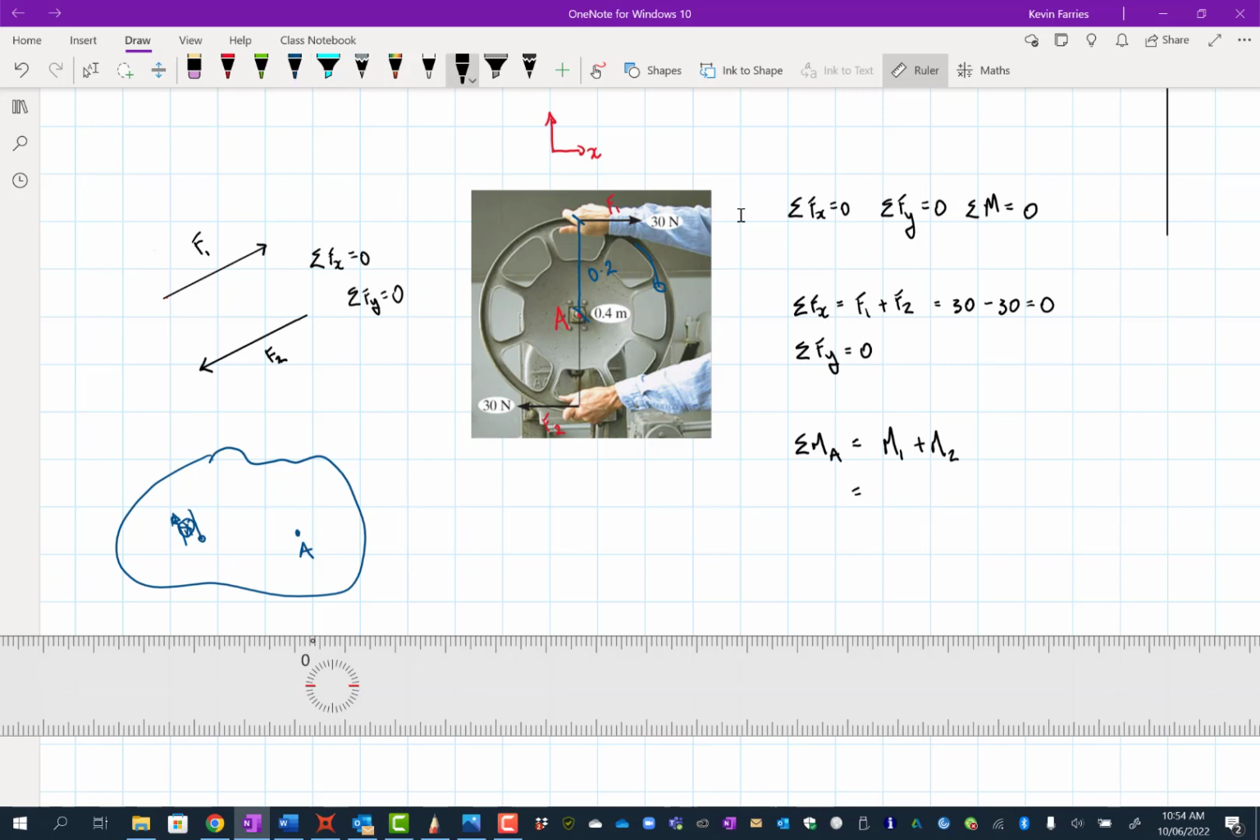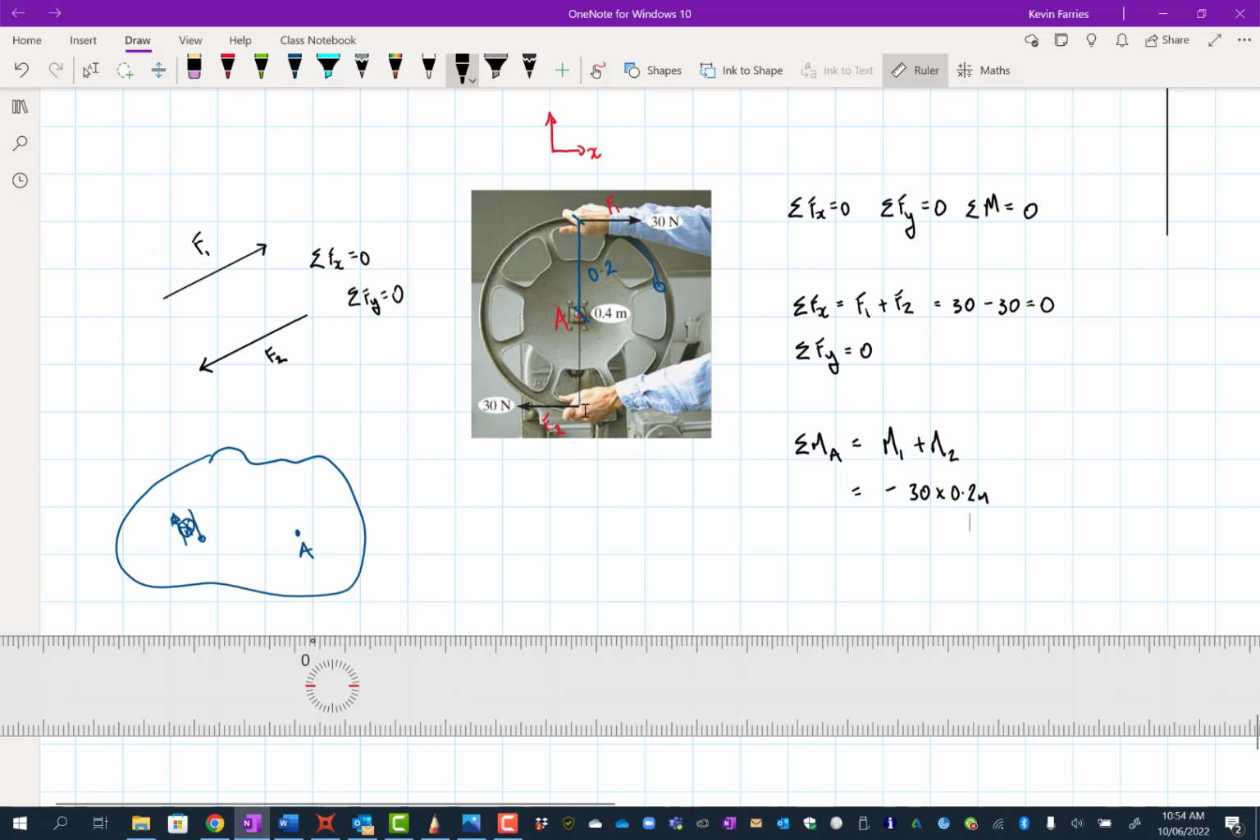So that's going to be negative 0.2 times, we should use F times D. Well, doesn't really matter, but I'll just keep it to F times D. So it's going to be 30 newtons times 0.2 meters.